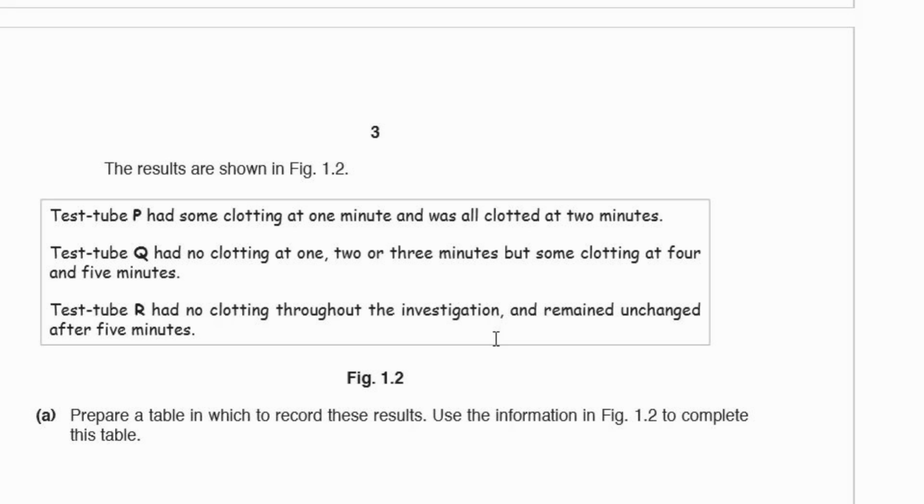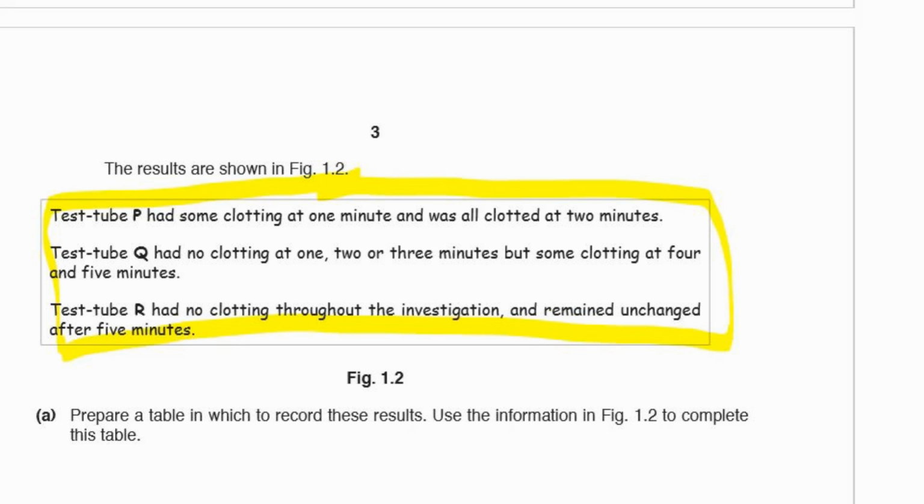Okay, so now we need to prepare a table in which to record the results. And we need to include the information in this table here. Okay, on this box here. Okay, that's what needs to be included. All right, so how do we do that?